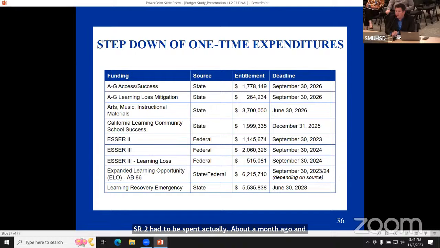And then the ELO, that's the very end of the Expanded Learning Opportunity COVID grant. And then the Learning Recovery Emergency Block Grant. So we've received a little over $20 million in one-time funding over the last several years.